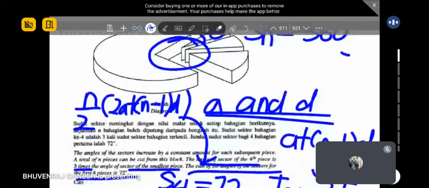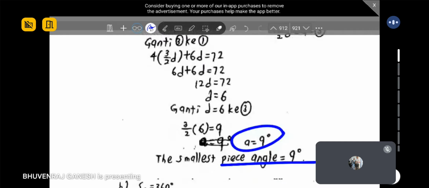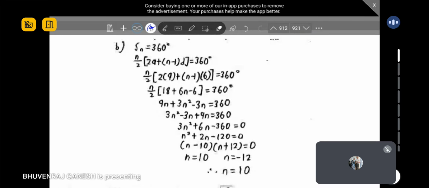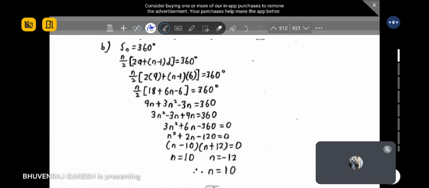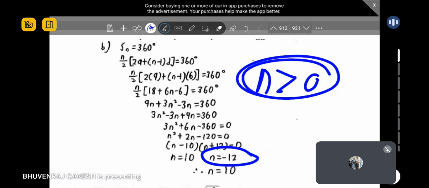Okay? So then, just use your formula again. Kamu dah ada nilai A, D, find the N. Only one unknown. Okay, so you just solve like this. Selesaikan macam ni. Okay? Clear? So over here, reject negative value lah. Okay, tolak nilai negatif, ambil yang positif saja. Because N represent the number of sectors, bilangan sector. So kena lebih besar dari kosong. Okay? Clear guys?